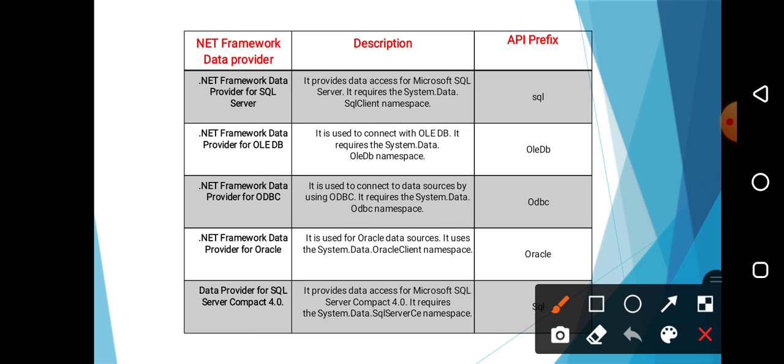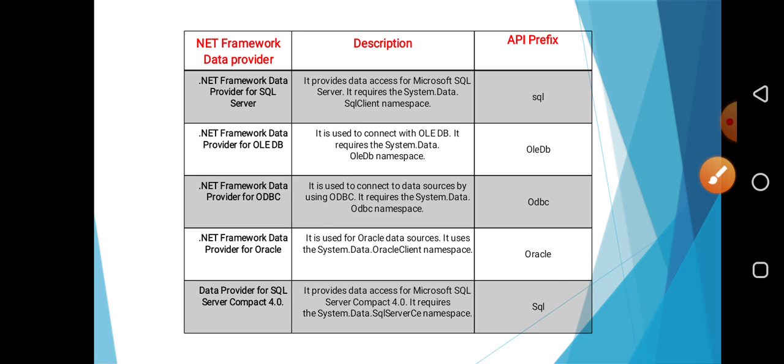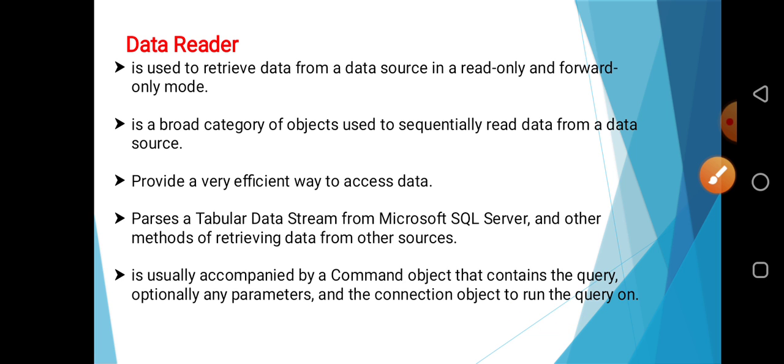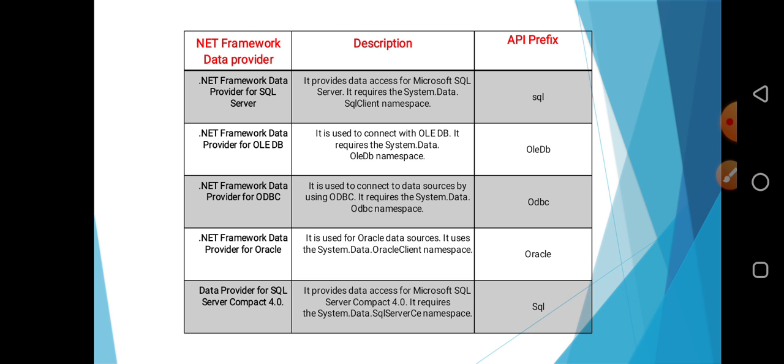Now the last one is the data provider for SQL Server Compact 4.0. It provides the data access for Microsoft SQL Server Compact 4.0, and it requires the System.Data.SqlServerCe namespace, and the API prefix for the same is again SQL. So this is all about the data provider, which is used to facilitate data access.